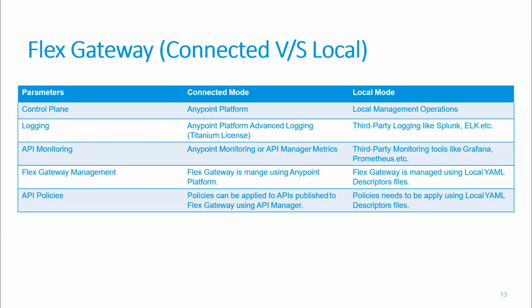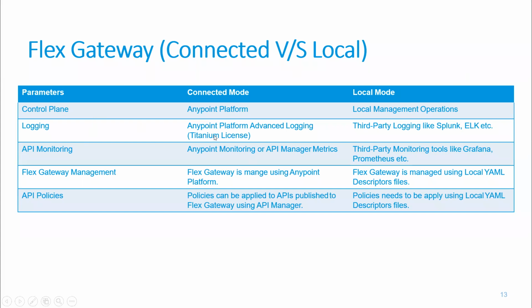Okay, let me discuss a few differences between connected mode and local mode. In connected mode, your control plane will be on the Anypoint platform, and in local mode, it's a kind of local management operation. You have to go and manually update this YAML file. You have to manage the YAML file. You have to ensure the version of your YAML file. Everything you need to take care of.